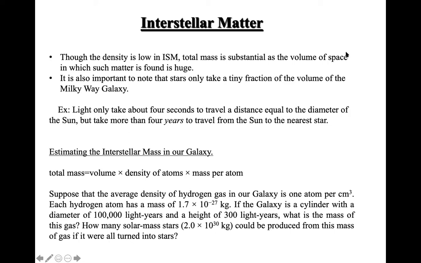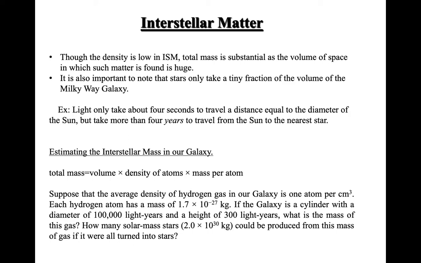Right. So just to give you an idea of how these things work, I have put here an example to estimate the mass of interstellar matter in our galaxy. This is just a simple calculation. You don't need Einstein's knowledge to calculate this. The only thing you need to understand is that to calculate the mass, it is basically volume times the density of atoms and then the mass per atom, right? So this should give you the total mass in our galaxy.